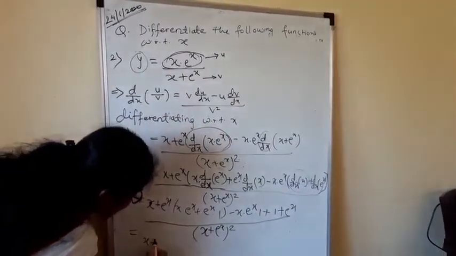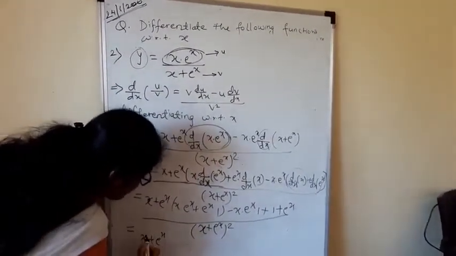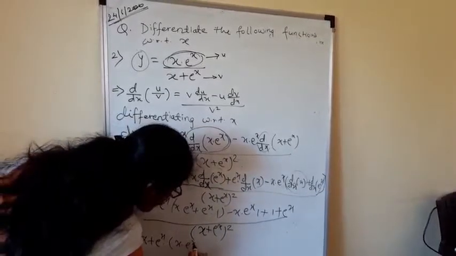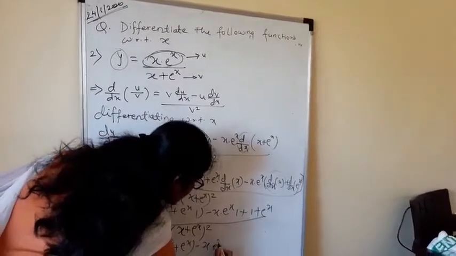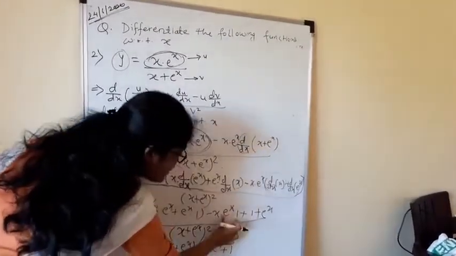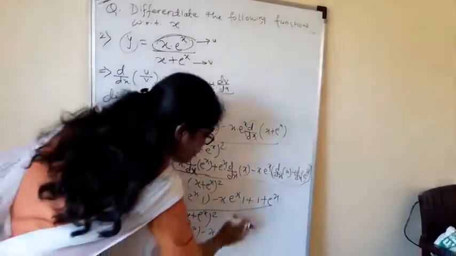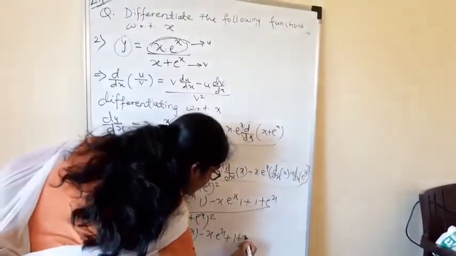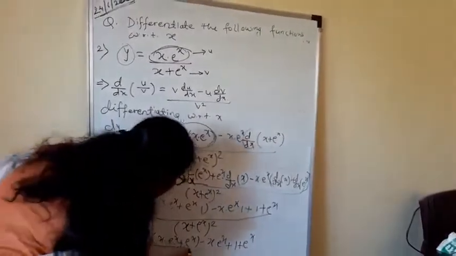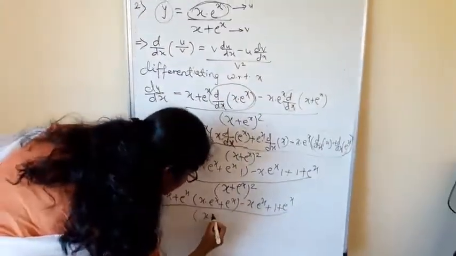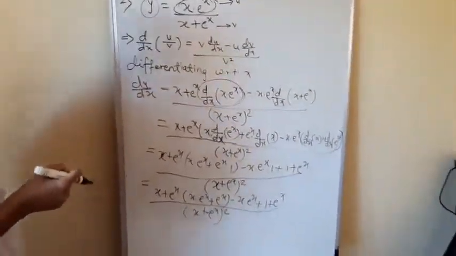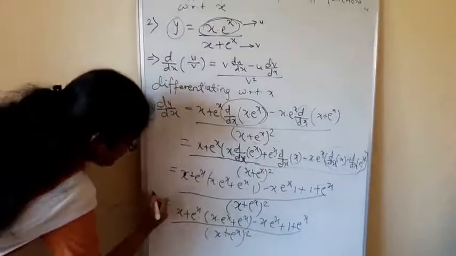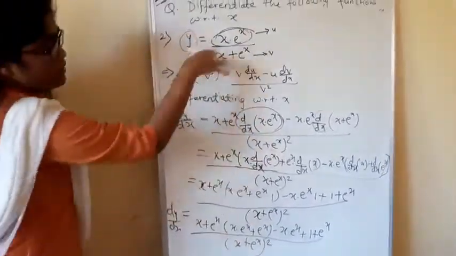Next, x plus e raised to x as it is, into x into e raised to x plus e raised to x, minus x e raised to x into 1 plus e raised to x, where e raised to x into 1 will be e raised to x only, divided by x plus e raised to x whole bracket square. Okay, so complete this part till here. Then I'll write in the above part.